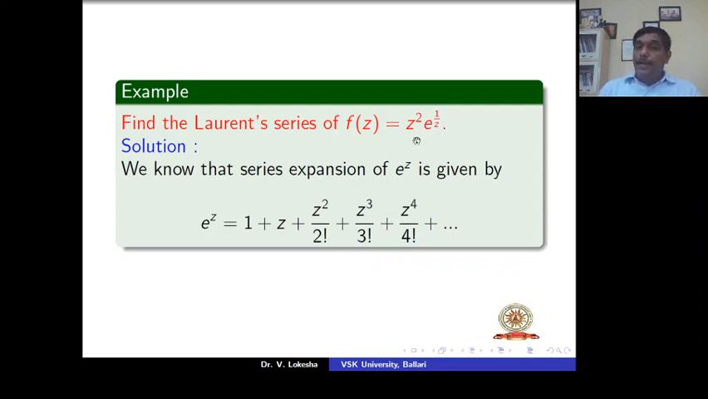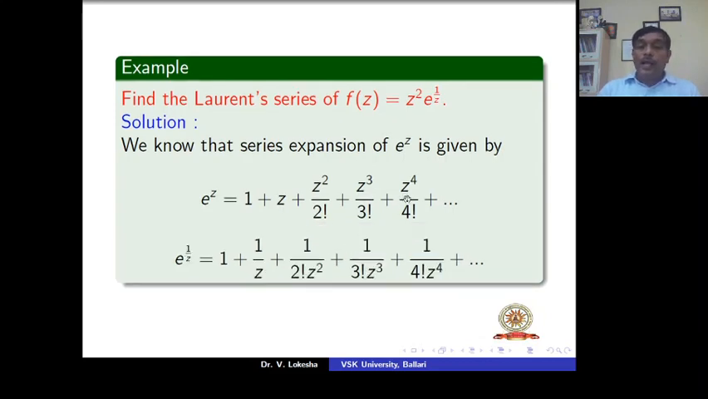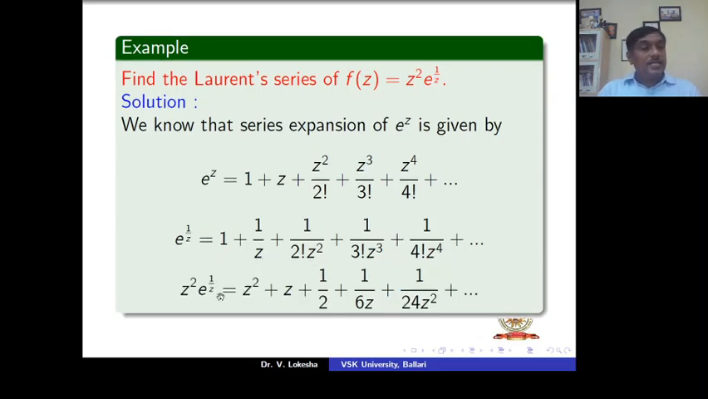First you can make e power 1 by z. Here z is there. In place of z, you express 1 by z, means replacing z by 1 by z, you get this one. After that, you can multiply z squared on both sides. You get z square plus z square by z, that becomes z, and z square cancels. You get 1 by 2 plus 1 by 6z plus 1 by 24 z square, etc. This is the series expansion of the function.